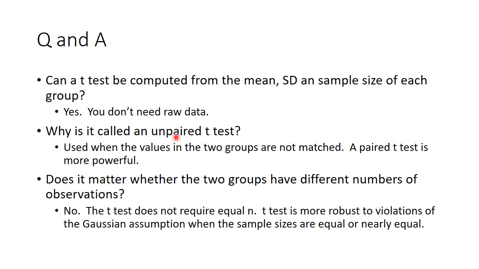Unpaired t-tests are called that because the values in the two groups are not matched. They need to be independent of one another. If they are matched, you can use a paired t-test, and that tends to be more powerful to look for differences within the individual participants. And it doesn't matter whether the two groups have different numbers of observations. No, typically the t-test does not require an equal n. You're going to find that t-tests tend to be more robust to violations of the Gaussian assumption when the sample sizes are equal or at least nearly equal to one another. So it basically means you're less likely to make type 1 or type 2 errors if you have a pretty close sample size, because as you get to large differences in your n, you're more likely to have issues when dealing with, say, non-Gaussian data.